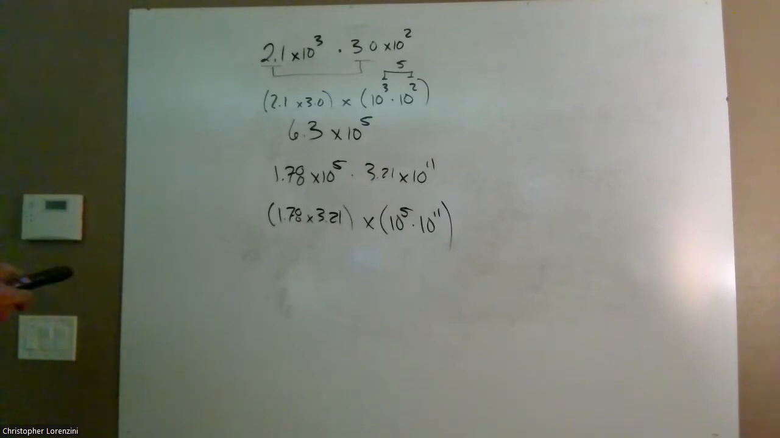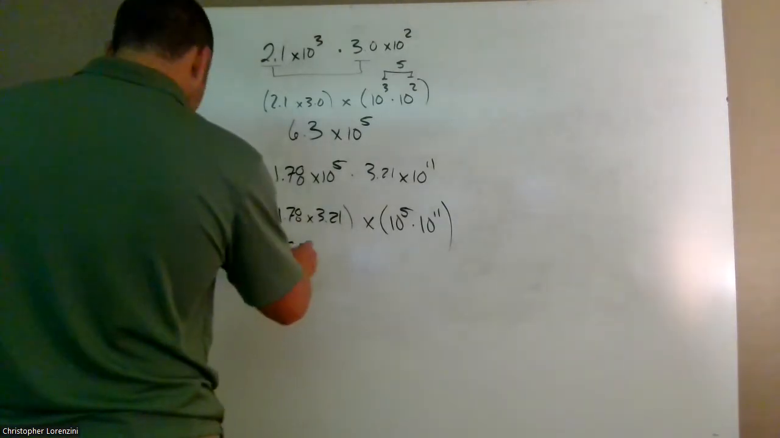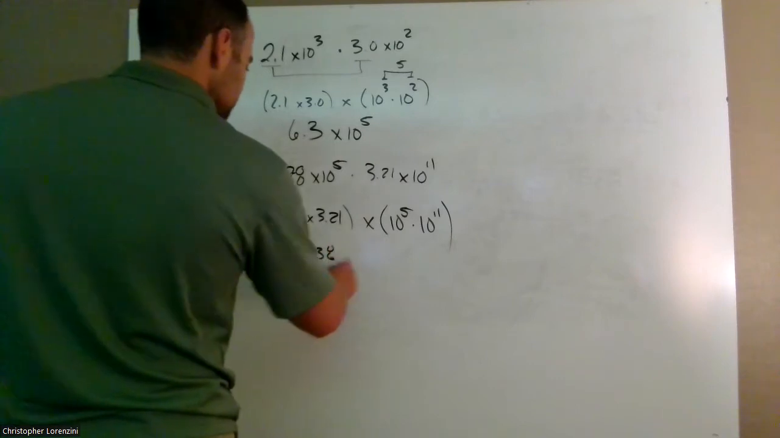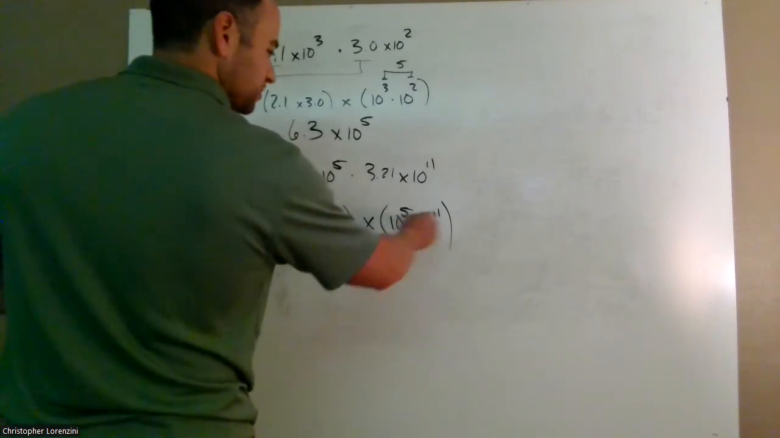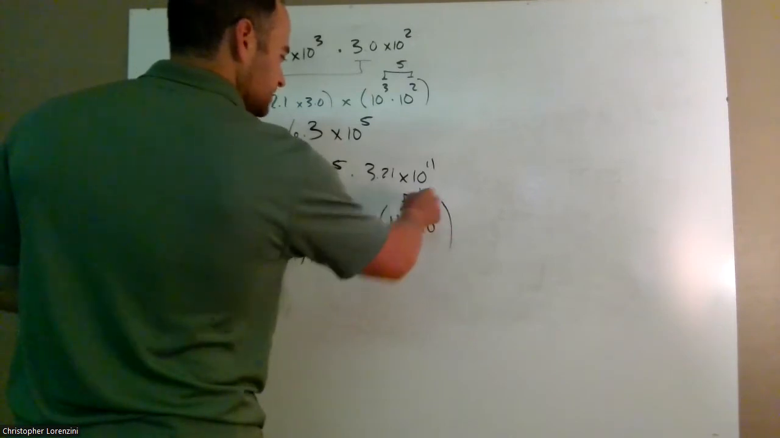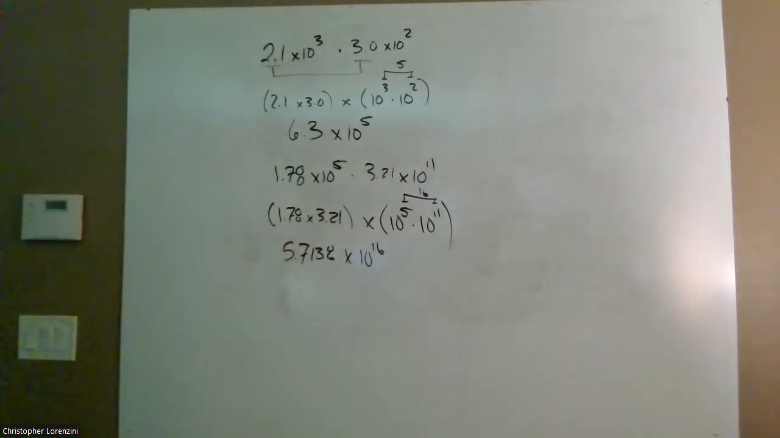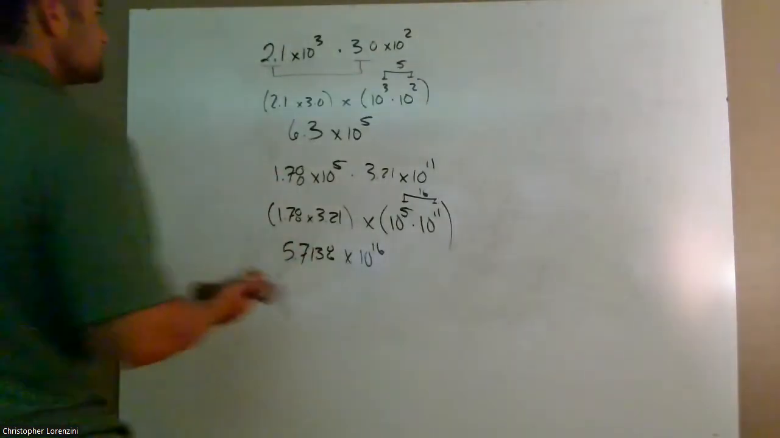So let's take a look at those first two. 1.78 times 3.21 gives me 5.7138. When I multiply the exponents, they add together. 5 plus 11 is 16. So these numbers will be 5.7138 times 10 to the 16th power. So that's how we go about multiplying two numbers in scientific notation.